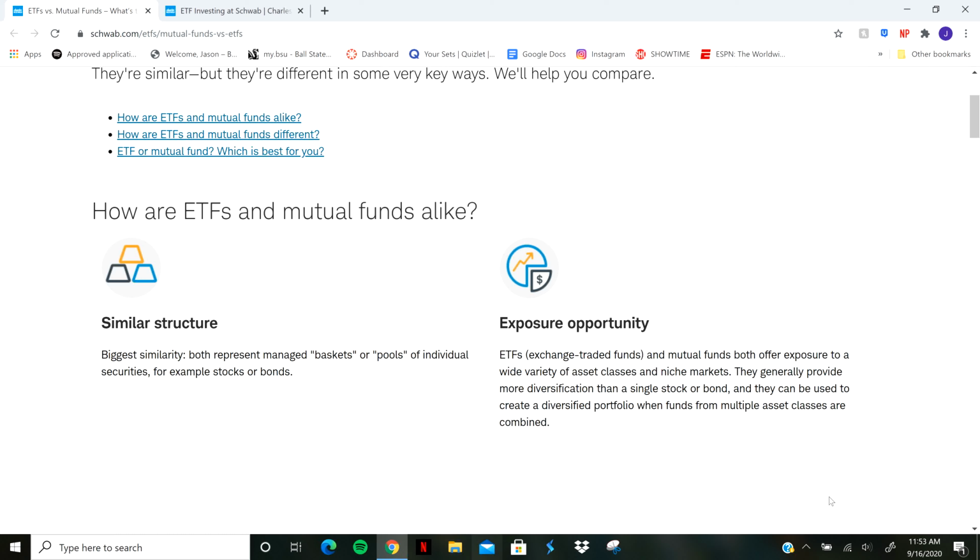ETFs, or exchange traded funds, if you didn't know, that's what ETF stands for, and mutual funds both offer exposure to a wide variety of asset classes and niche markets. They generally provide more diversification than a single stock or bond, and they can be used to create a diversified portfolio when funds from multiple asset classes are combined.